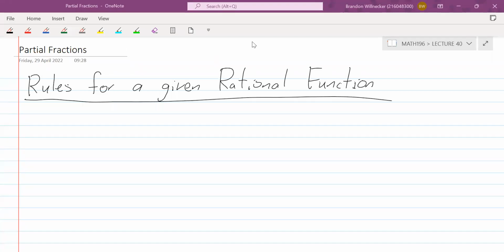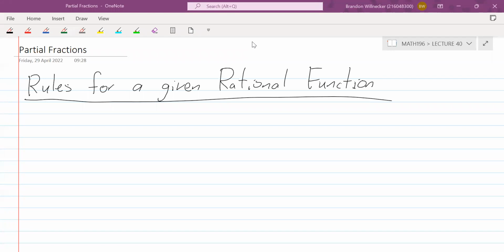Hi everyone. So today we're going to carry on with partial fractions. We're going to be looking at what to do when we're given a certain rational function so that we can split it up into those individual terms.